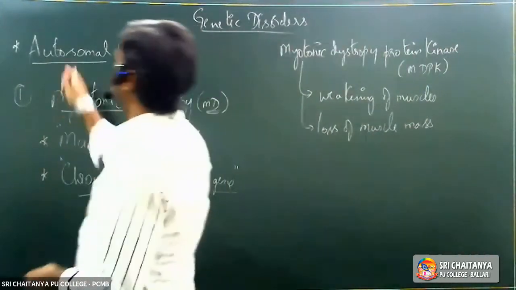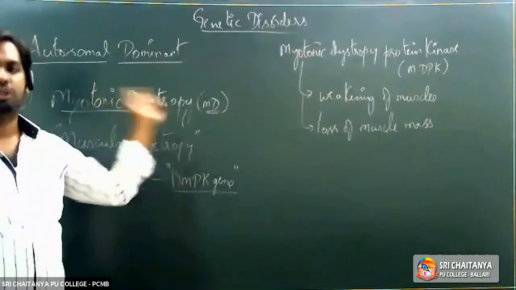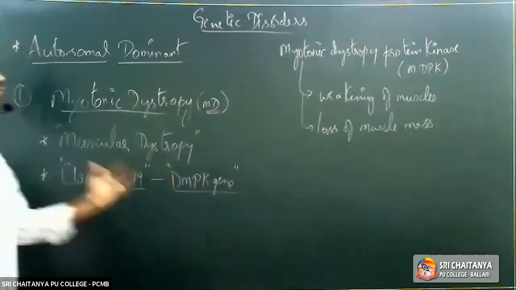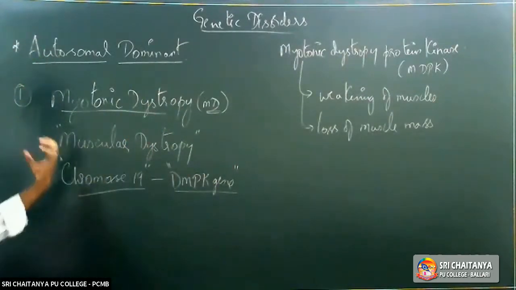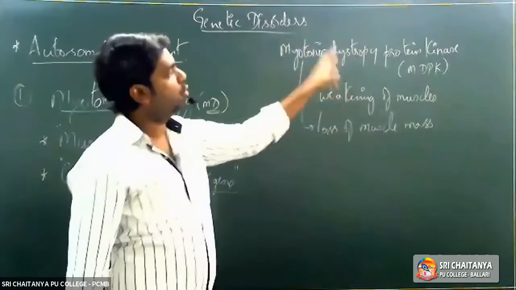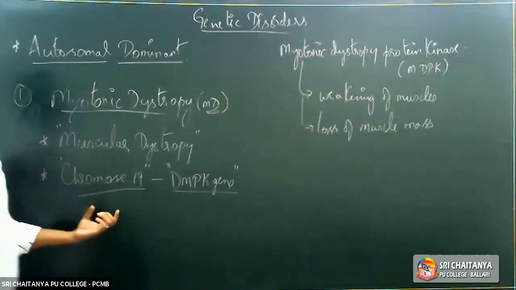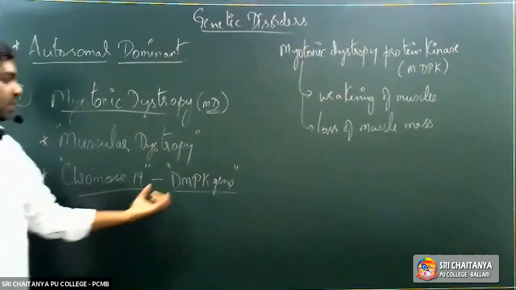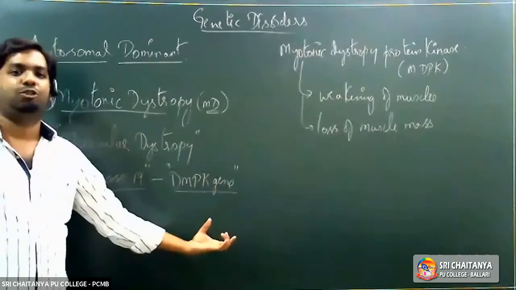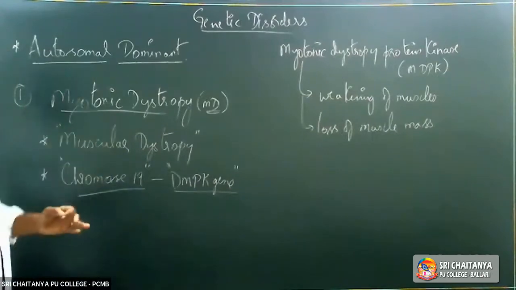Myotonic dystrophy is considered an autosomal dominant disorder. What are the causes of this disorder? It is because of a mutation in a gene that codes for a protein called myotonic dystrophy protein kinase, which is located on chromosome number 19. The gene here is the DMPK gene. So due to mutation in this DMPK gene, located on chromosome number 19, what exactly is happening?